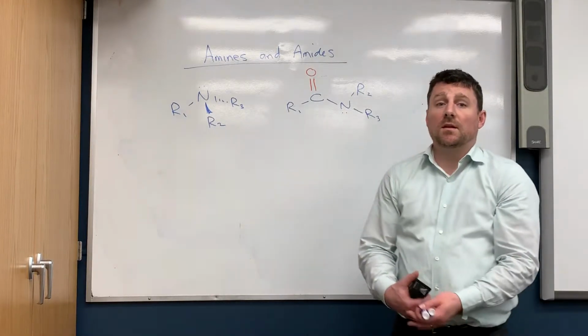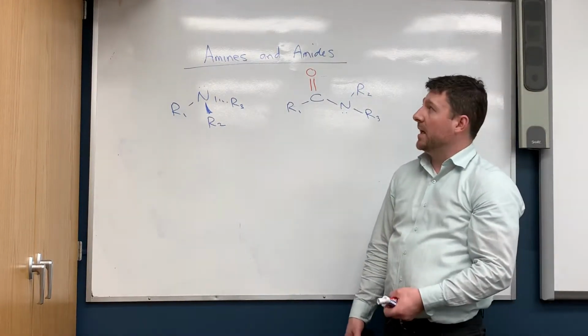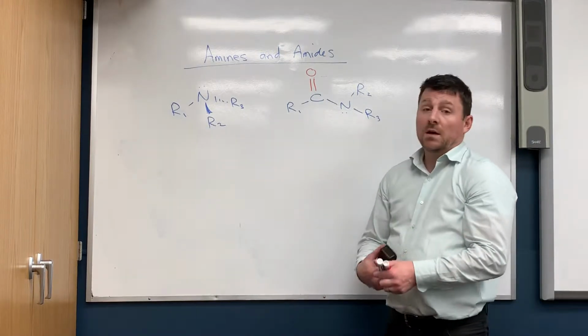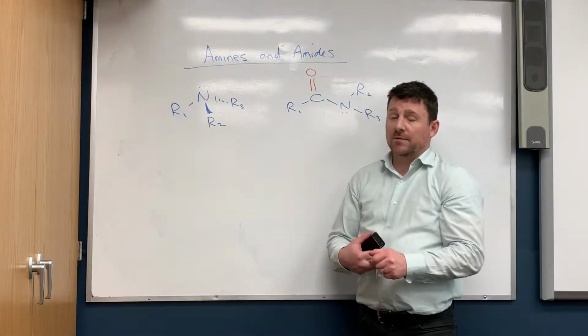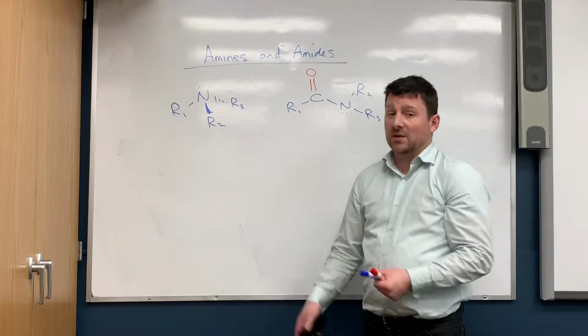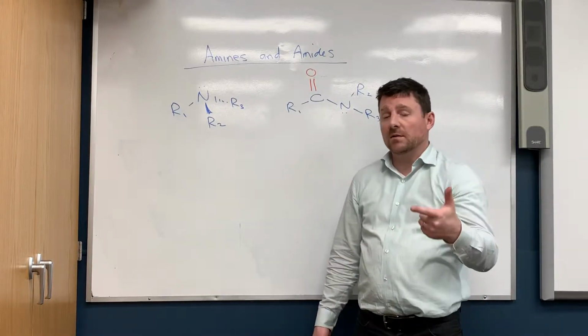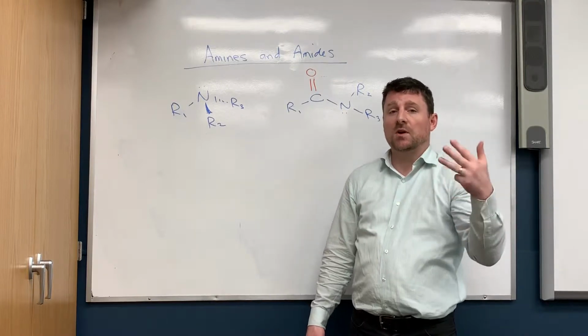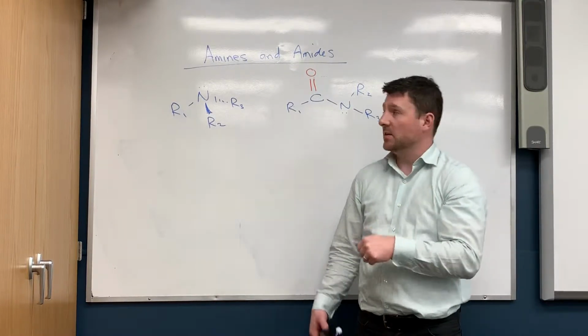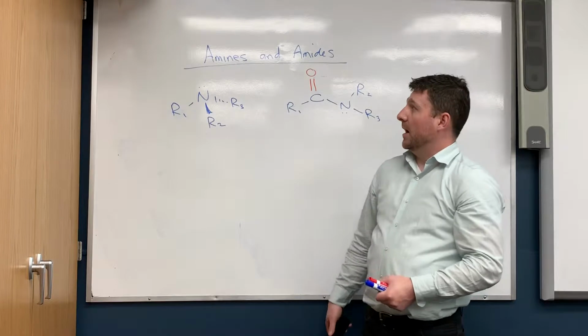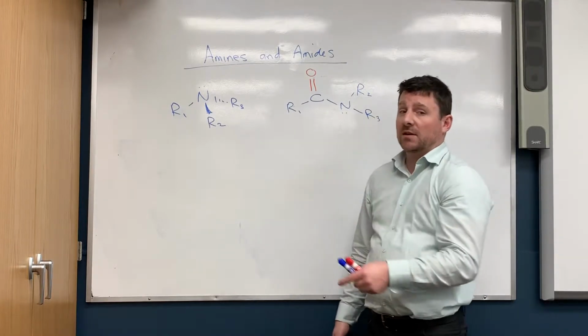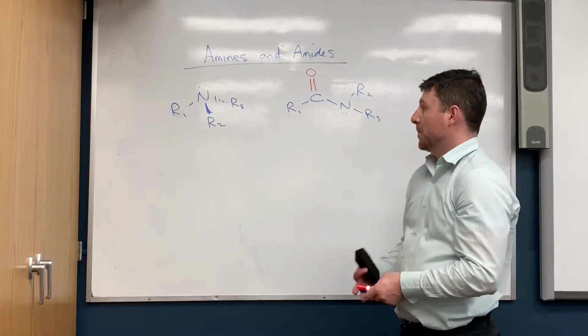This is lesson lucky number 13. It's on amines and amides. So far we've talked about functional groups that contain oxygen atoms for the most part. And those include alcohols, ethers, aldehydes, ketones, carboxylic acids, and esters. Whereas amines and amides are nitrogen-containing functional groups.